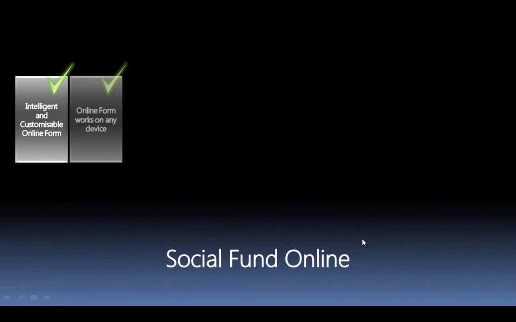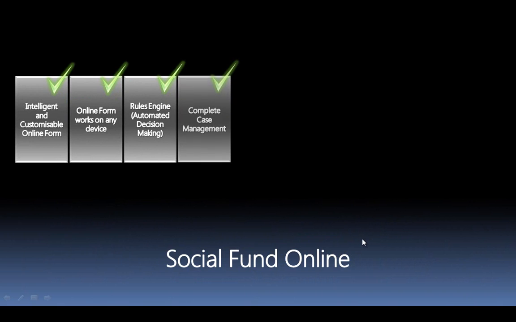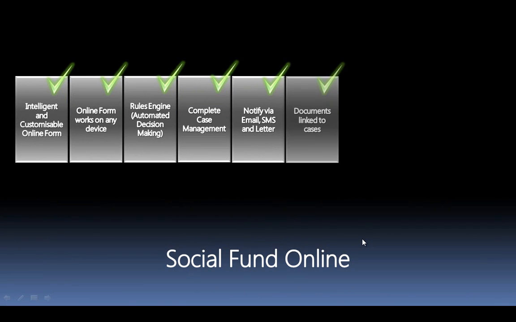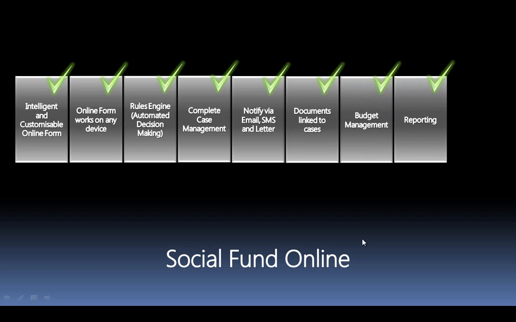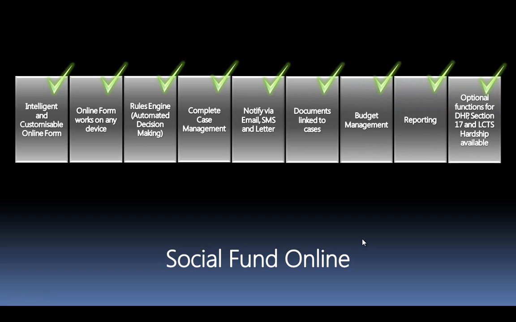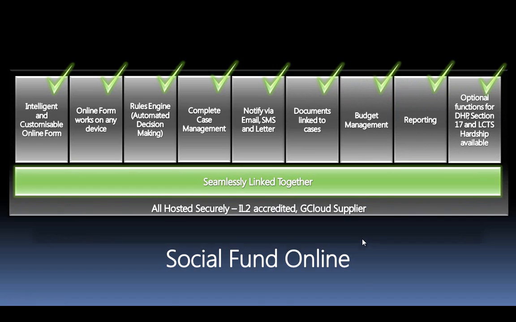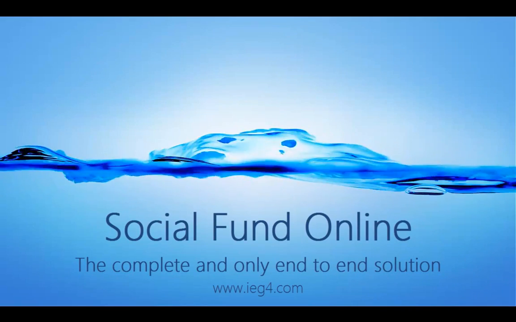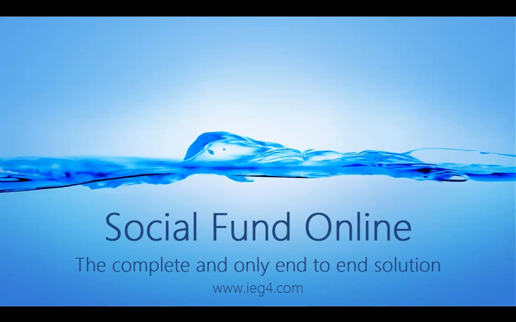So what I wanted to talk about was the key features that are provided within the Social Fund online application. You have an intelligent and customizable form. It will work on any device, including smartphones and tablets. It's got a rules engine to automate decisions, a complete case management system. You can notify via email. Documents are linked to cases. It's got budget management and reporting built in, and it even has the capability to connect to DHP Section 17 and LCTS hardship. All of this seamlessly linked together, and all can be hosted inside an IL2 accredited hosting partner. The only online solution, all at ieg4.com.